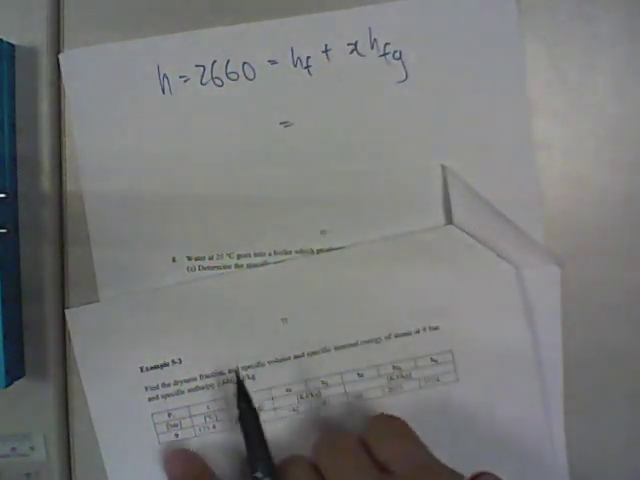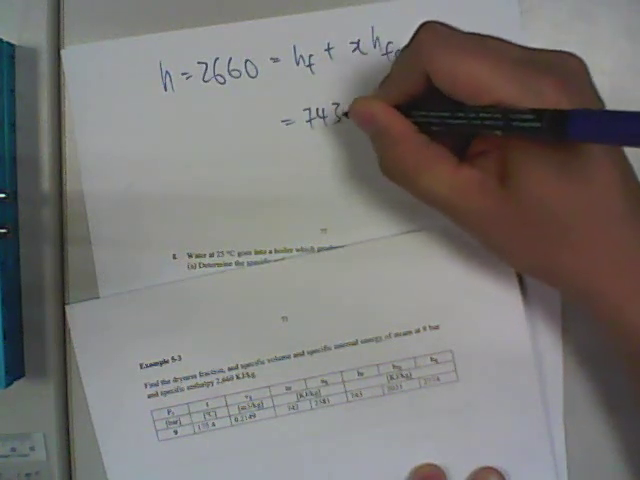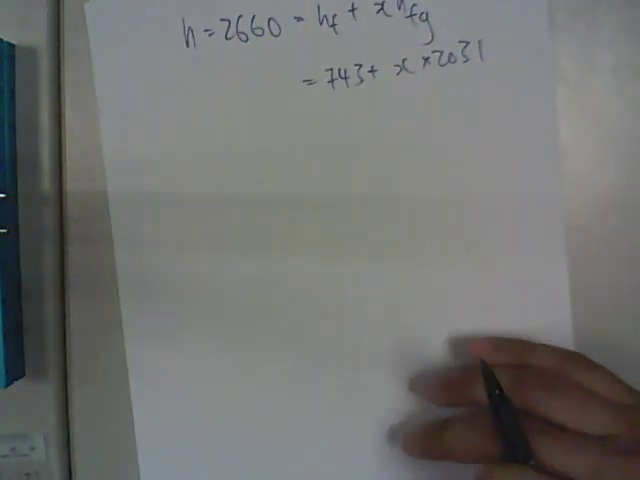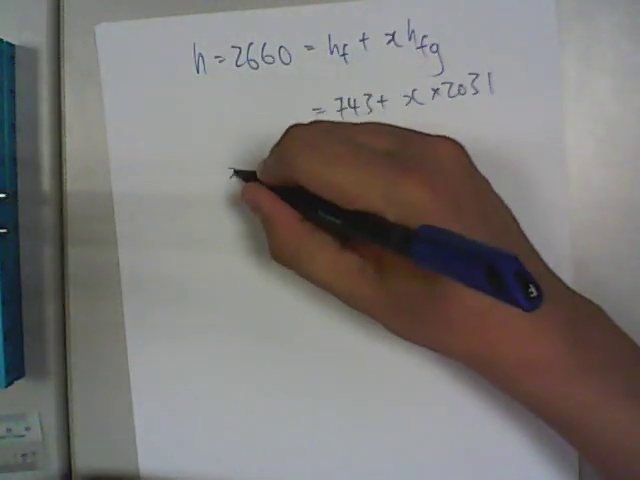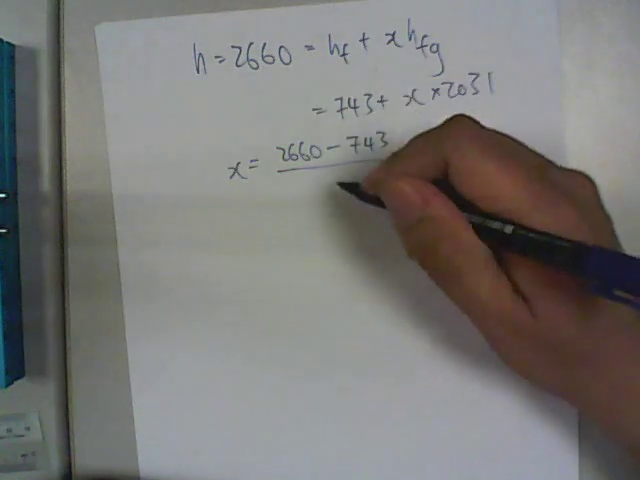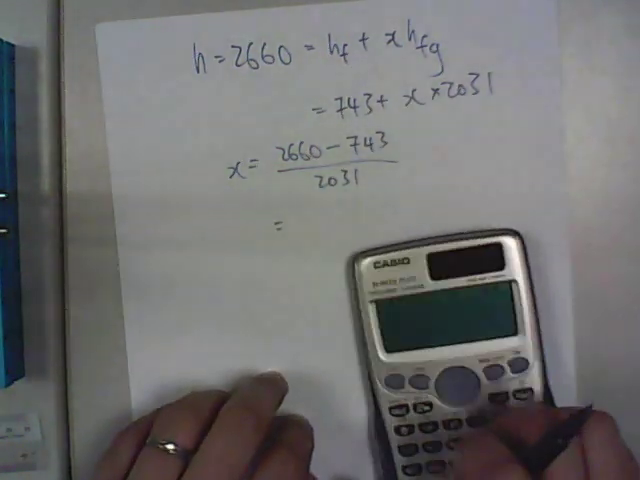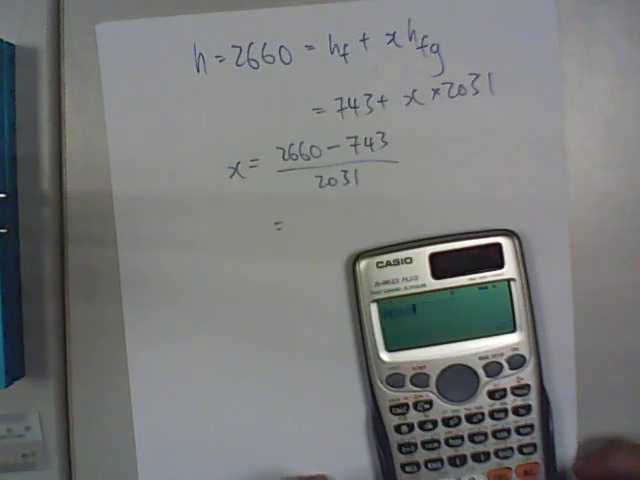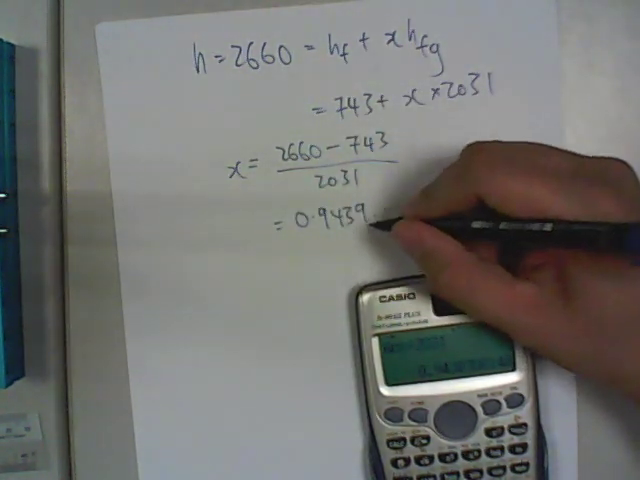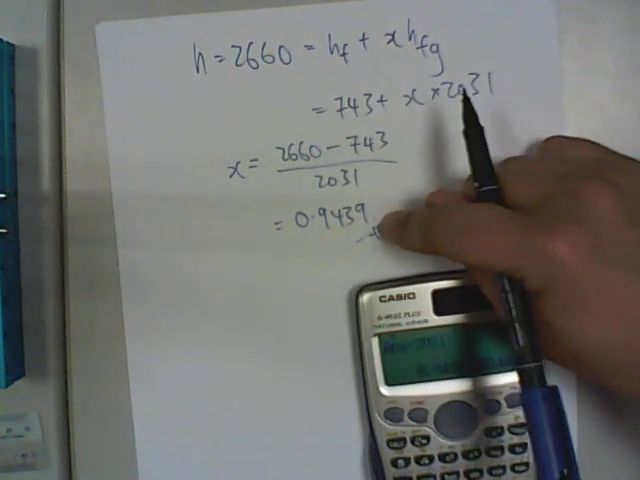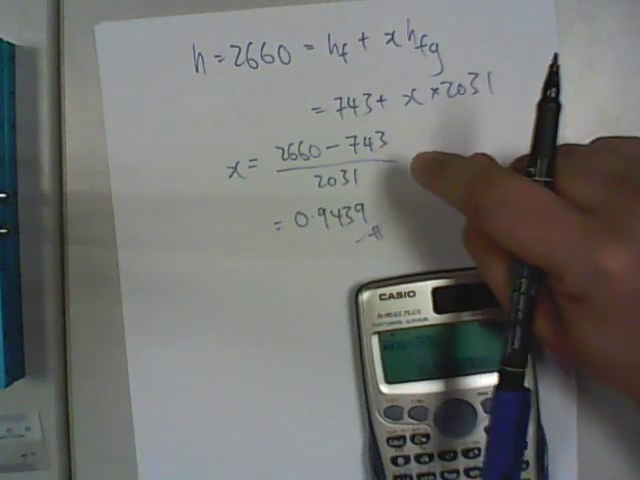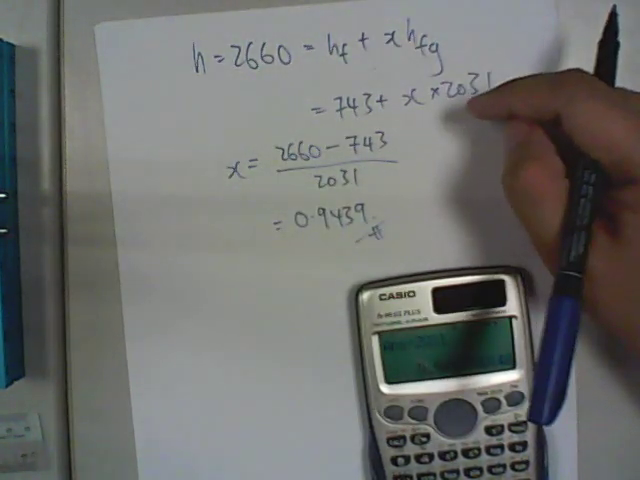So H is 2660, and this equals HF plus x HFG. At 9 bar, your HF is 743, x you don't know, HFG is 2031. So basically you need to do some calculation to find that x is (2660 minus 743) divided by 2031, which is 0.9439. One way to check whether your answer is correct: your number cannot be more than 1, and it cannot be less than 0. x must always be between 0 and 1.